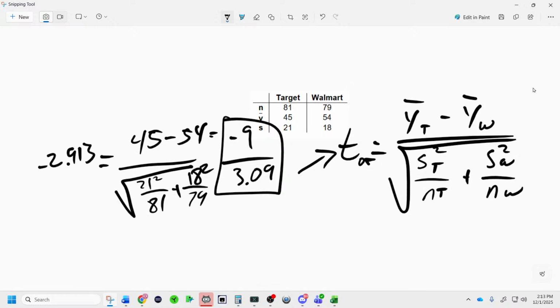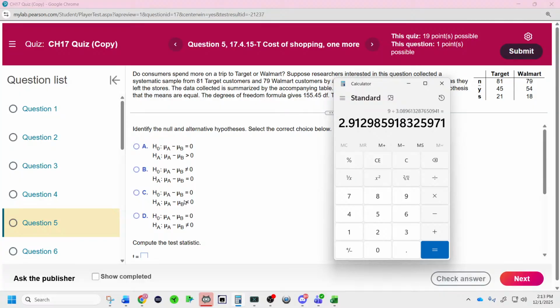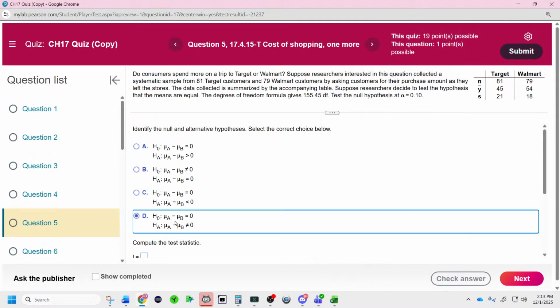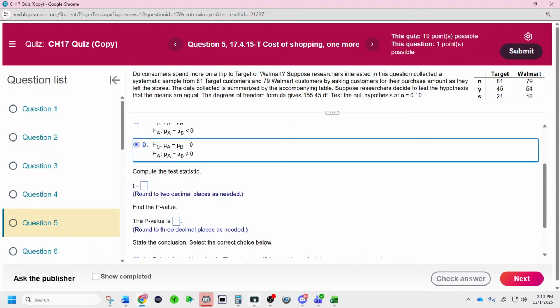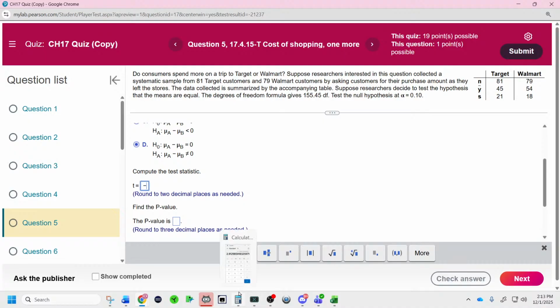And so, yeah, that's the t statistic. That is the standardized difference. We were testing to see if there is a difference, so we're using the does not equals alternative. To 2 decimals, it is -2.91. And that makes the p-value to 3 decimals.